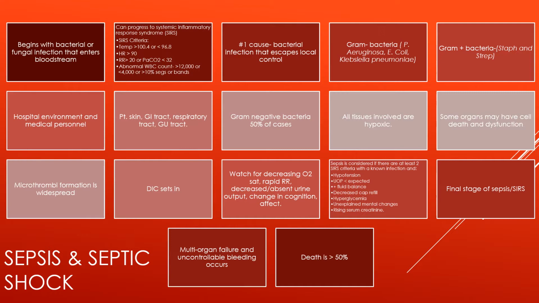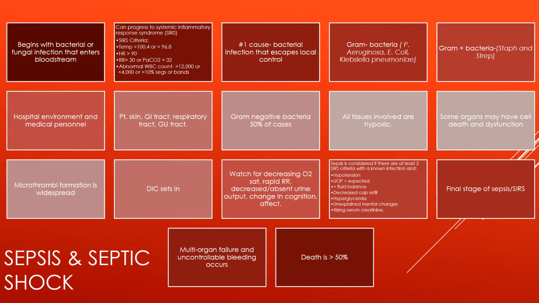The patient's skin, GI tract, respiratory tract, and GU tract are potential locations. Gram-negative bacteria are 50% of our cases. All tissues involved are hypoxic. Some organs may have cell death and dysfunction. Microthrombi formation is widespread. DIC sets in.